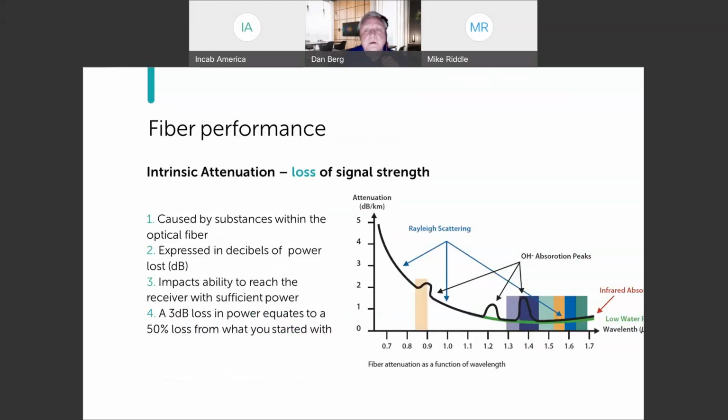Intrinsic attenuation is also called material absorption. It's caused by the conversion of light to heat by molecules in the glass. Primary absorbers are the residual OH ions, water, or dopants, the metals and so forth, in the glass, which are used to modify the index of refraction.